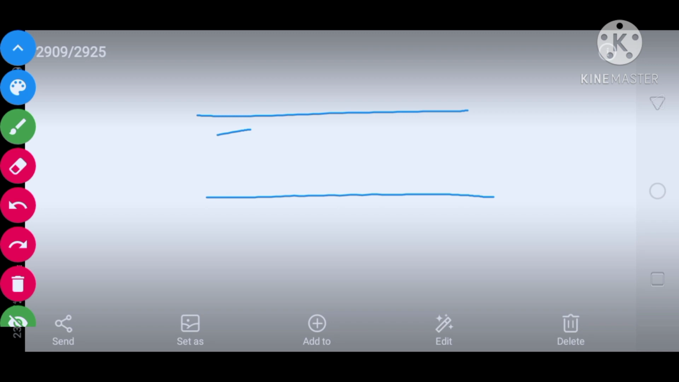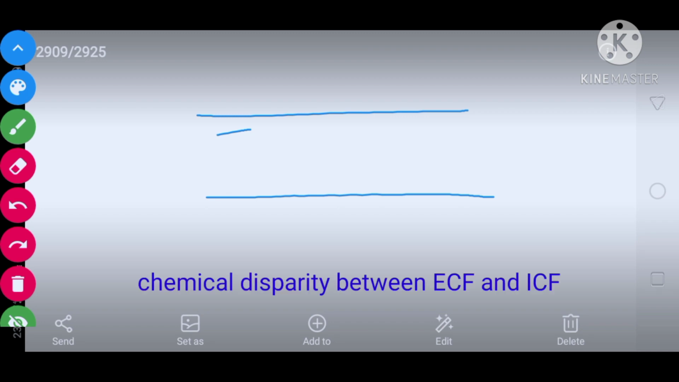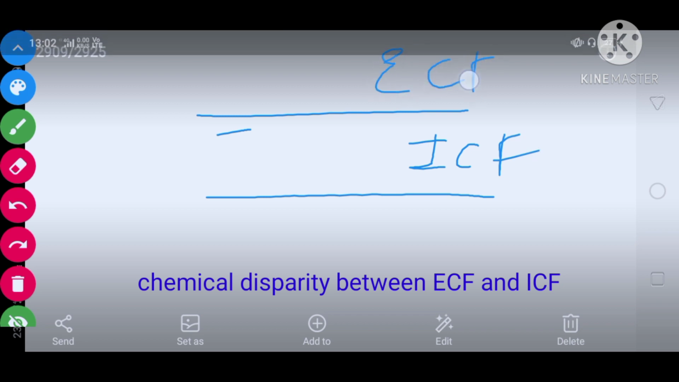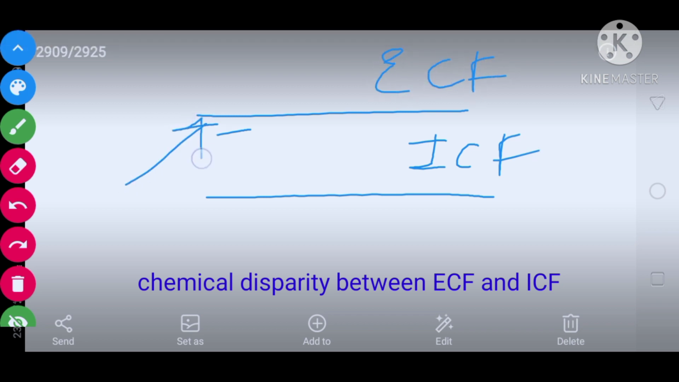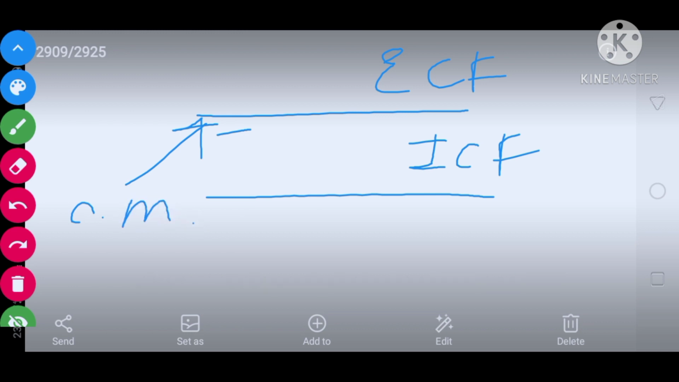During resting state, there is chemical disparity in between the intracellular fluid and the extracellular fluid, which is separated by the cell membrane. The inside of the cell is negatively charged, while the outside of the cell is positively charged. This is mainly due to the selective nature of the cell membrane.